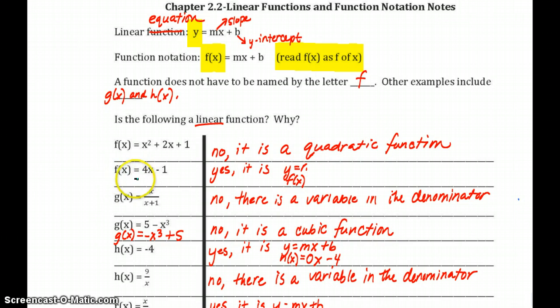The second one, f of x equals 4x minus 1. Yes, it's a linear function because it's y equals mx plus b, and y can be f of x. So just so you understand, y and f of x can be used interchangeably. This next one, g of x equals x over x plus 1. That is not a linear function because you've got a variable in the denominator. To be a linear function, it has to be in the form y equals mx plus b.